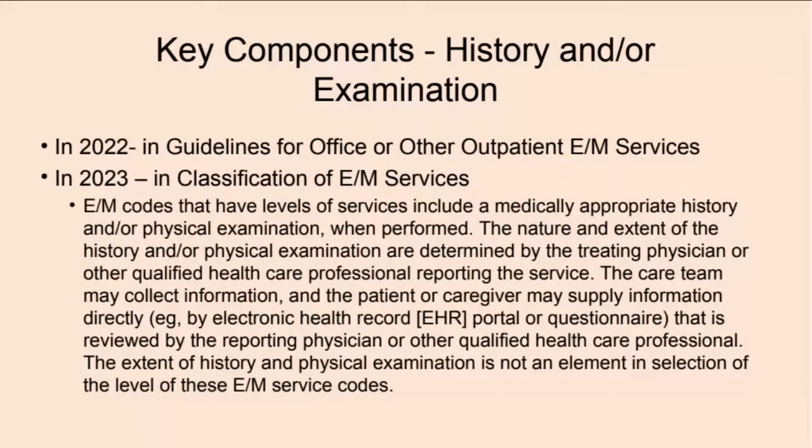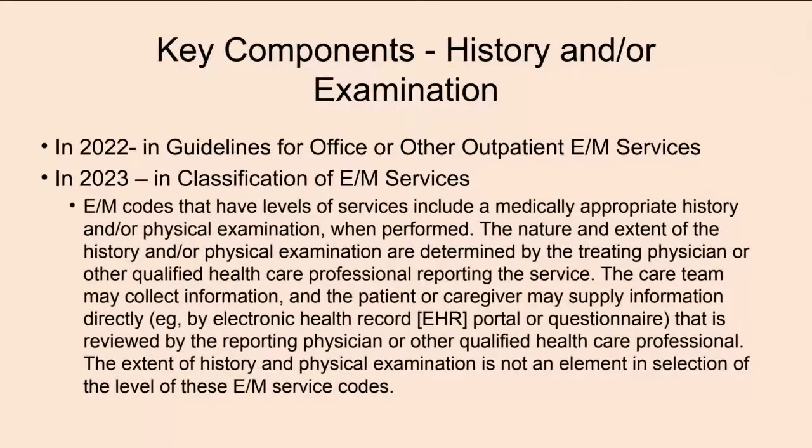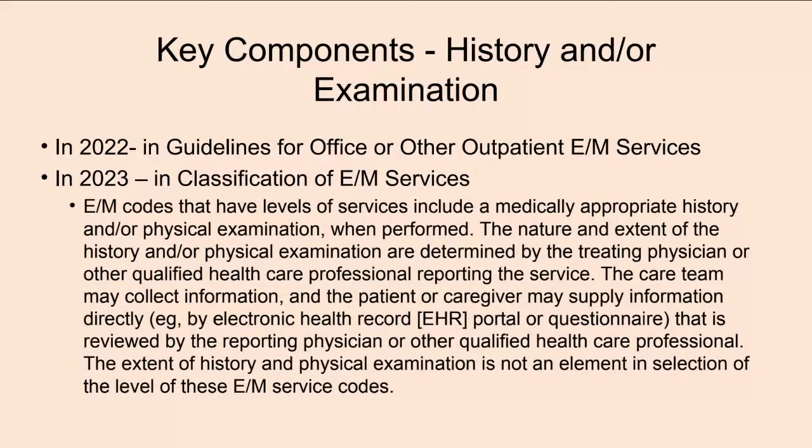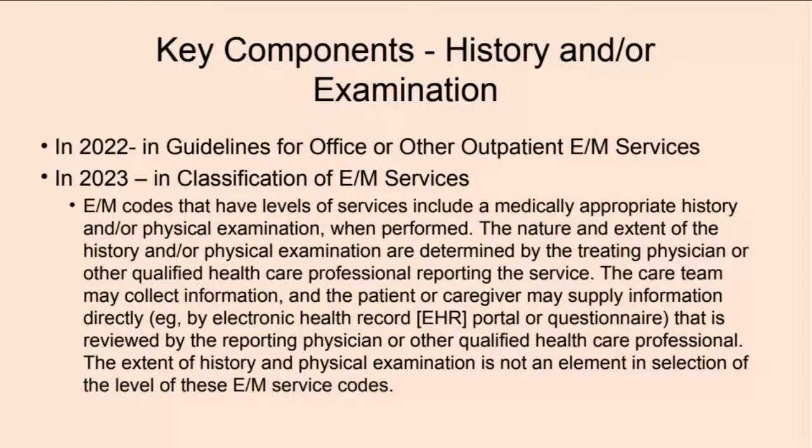So in the 2022 edition, this was in the guidelines for office or other outpatient E&M services. Now it's all E&M services. So the history, the social history, past history, family history, whatever, we don't need to count different elements within that. The physical exam, we don't need to count how many body parts were touched or what was examined. That's gone. What they're doing is trusting that the provider will perform whatever history and exam is needed in a specific case.